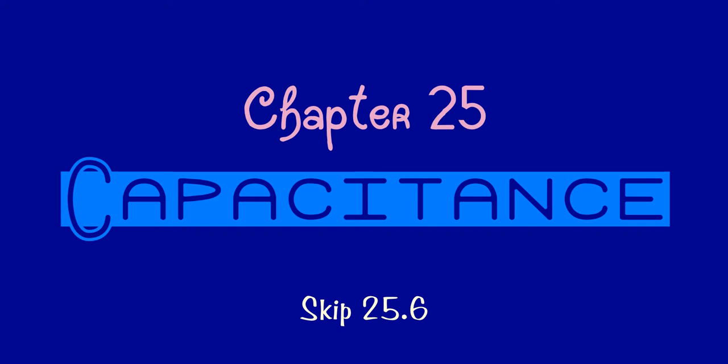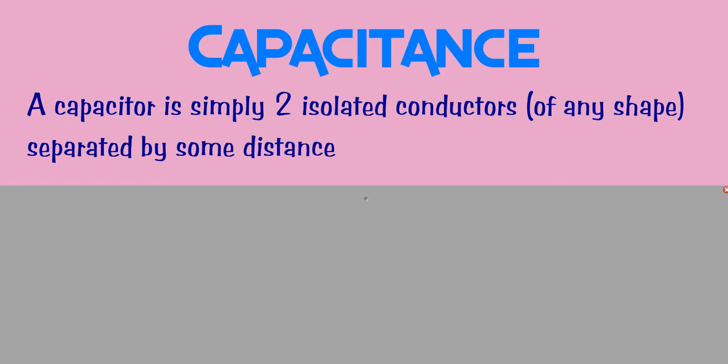You're welcome to look at the learning objectives for this chapter on the notes slides, but we're going to jump right in and learn about what a capacitor is, and then also about capacitance. A capacitor is actually a relatively simple device. It's just two isolated conductors. They can be of any shape, and they must be separated by some distance. Saying that these conductors are isolated simply means that they are not touching another conductor, other than perhaps the wires that may connect them to other parts of a circuit.